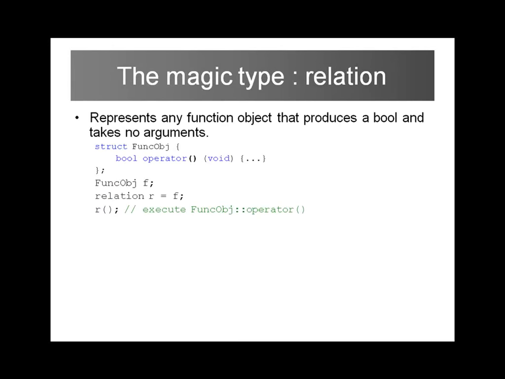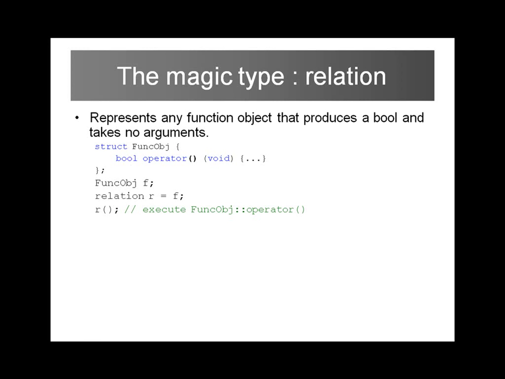The type relation. Now this type is actually the key ingredient which allows a simple syntax in C++ for programming in logic. All it is, is a type to which arbitrary function objects can be assigned. For instance, we have a simple function object being defined here. The function object that we are interested in assigning to a relation needs to satisfy one fundamental requirement, and that is it should not take any arguments and return type bool.